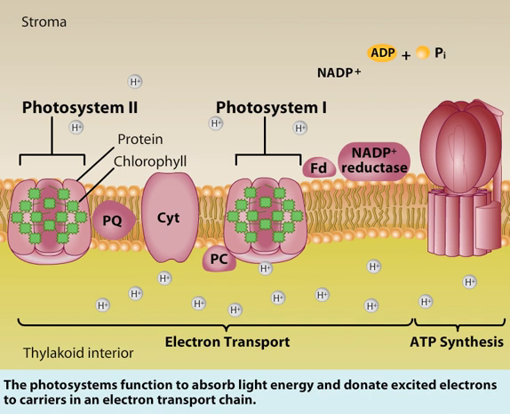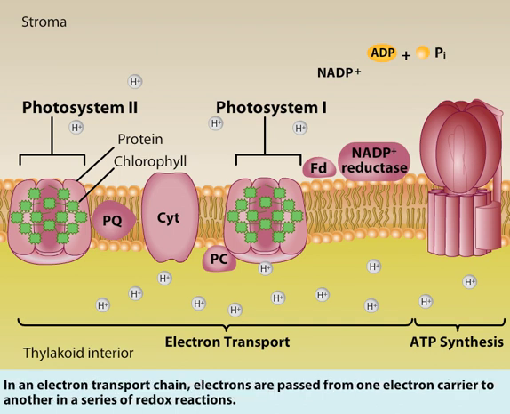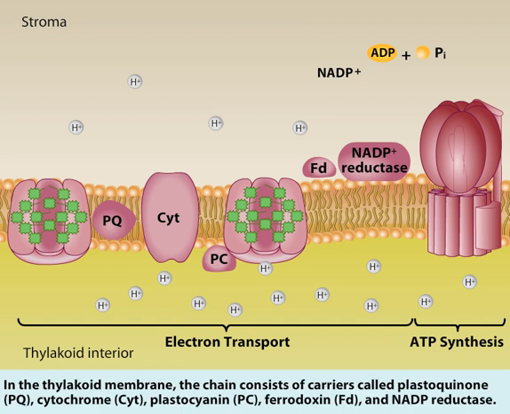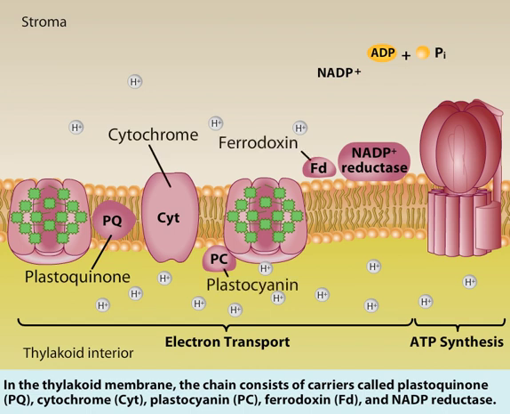The photosystems function to absorb light energy and donate excited electrons to carriers in an electron transport chain. In an electron transport chain, electrons are passed from one electron carrier to another in a series of redox reactions. In the thylakoid membrane, the chain consists of carriers called plastoquinone, cytochrome, plastocyanin, ferredoxin, and NADP reductase.